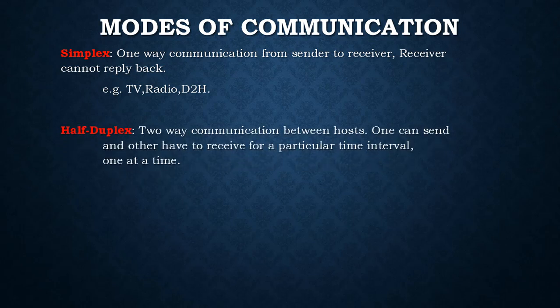Now what is half duplex? Two-way communication between hosts. One can send and the other can receive the data. Two-way communication means that I am sending the data and you receive at that time, and when I am finished, then you can send the information and I will receive. Both cannot send or receive the data at the same time. One has to wait while one is transmitting, the other will only receive. When the other is sending, this end has to only receive. They cannot transmit at the same time. That is half duplex, one at a time. Both of them cannot send or receive simultaneously.